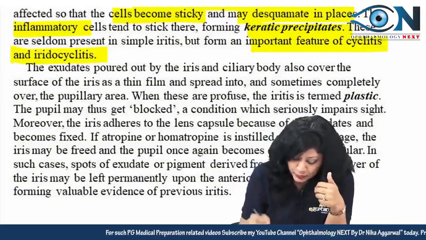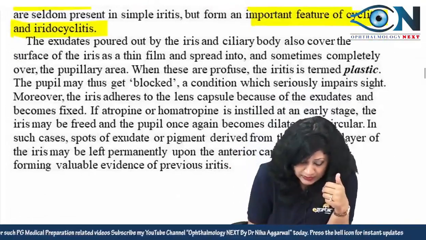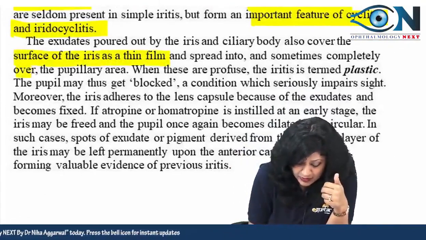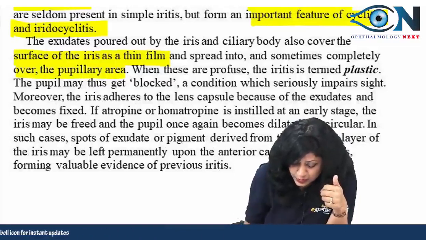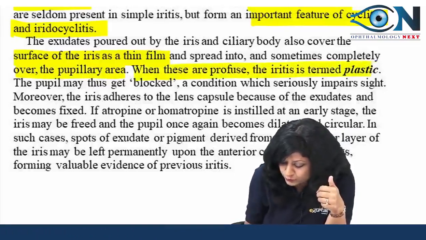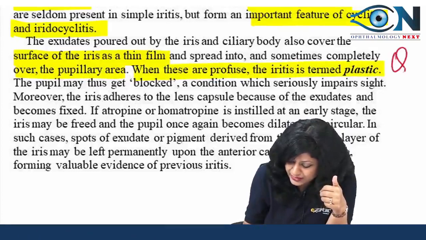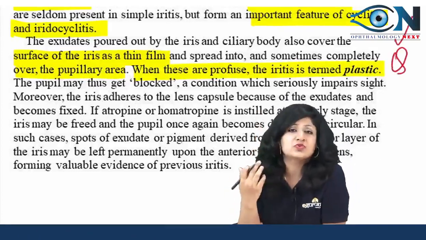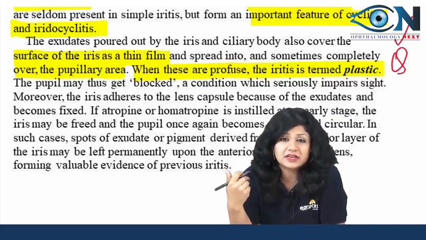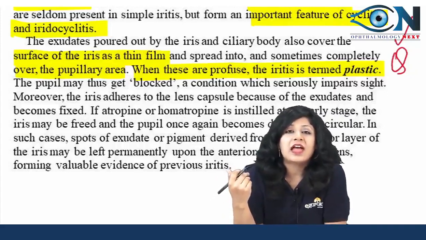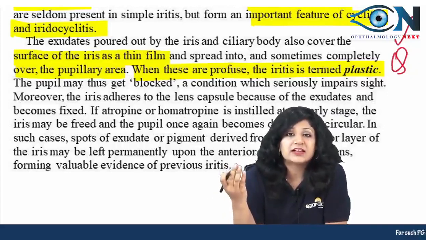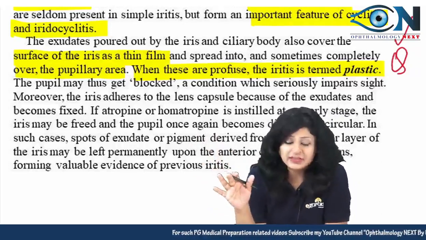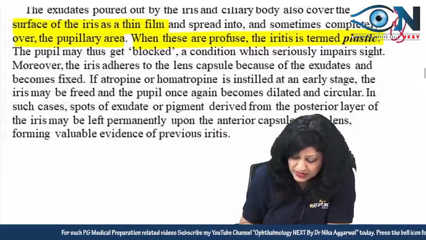The exudates poured out by the iris also cover the surface of the iris as a thin film, and completely come over the pupillary area. When these are very profuse, this is called plastic iridocyclitis. Again, a very important question asked by students many times: what is the meaning of plastic? Plastic means that you have fibrin and exudate deposits over the whole surface of the iris. That is called plastic iritis.